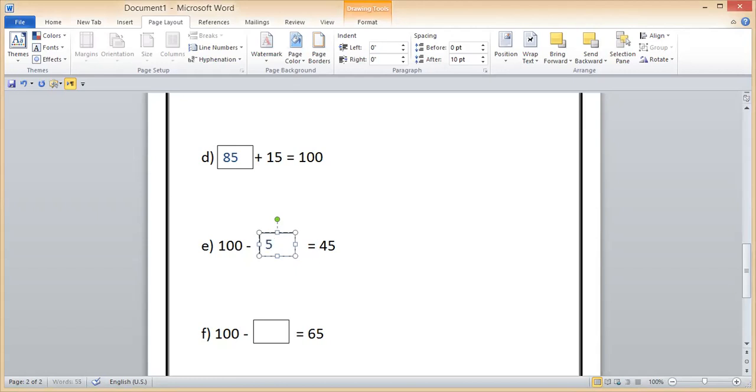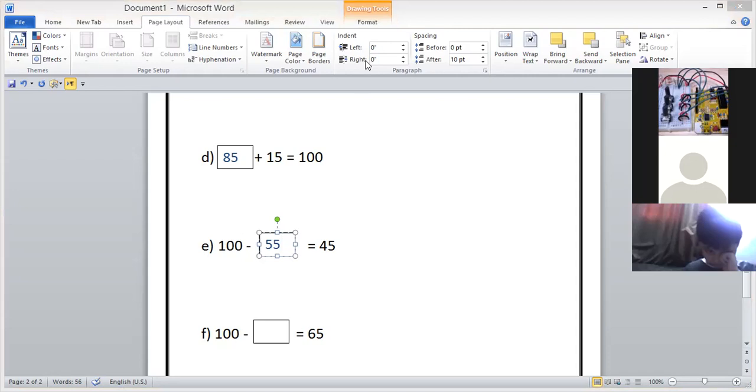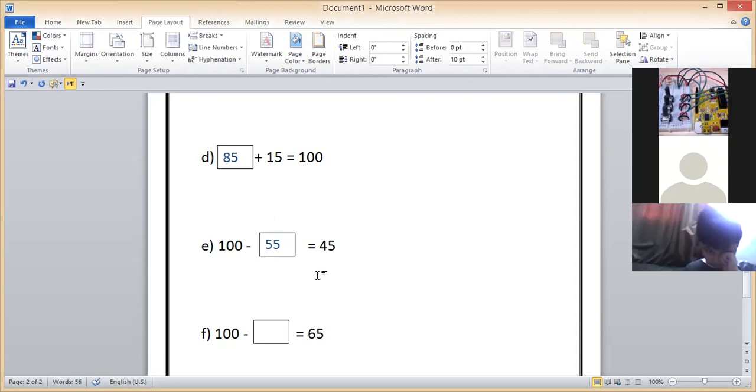Minus 55. Exactly. The formula is the same, guys. Now you will subtract the smaller number from the bigger number. 100 is the bigger number, subtract 45 from 100. Minus 55, sir. Yes, exactly. This is the answer. Can I answer the next question? Okay, answer. 100 minus dash equals 65. Minus 35, sir. That's right. Good.